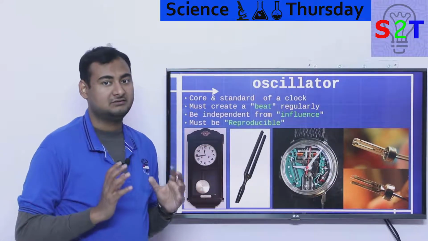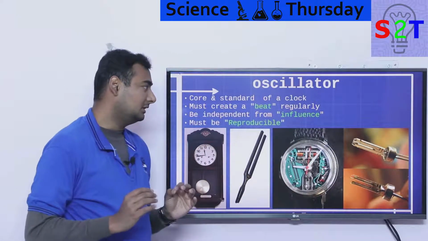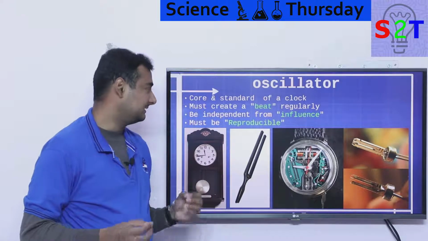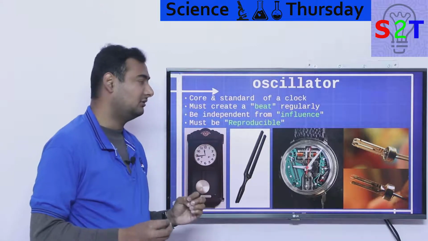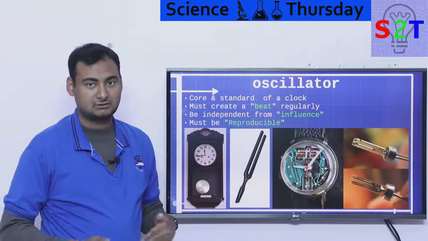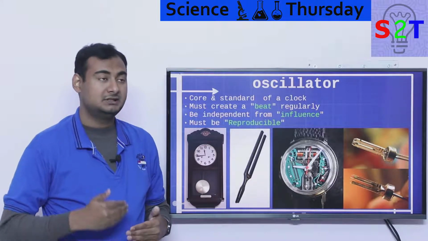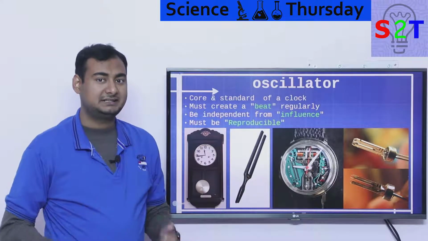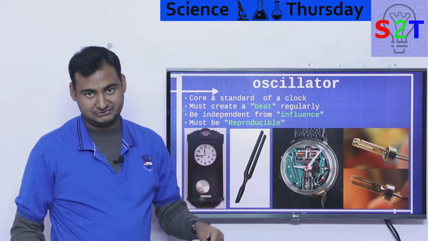So all clocks have an oscillator basically. So what is this oscillator? Basically it's the core and the standard of a clock. So a clock is doing something. A clock is telling you 5 seconds have passed, 10 seconds have passed. How the heck does it know? It knows because of the oscillator.